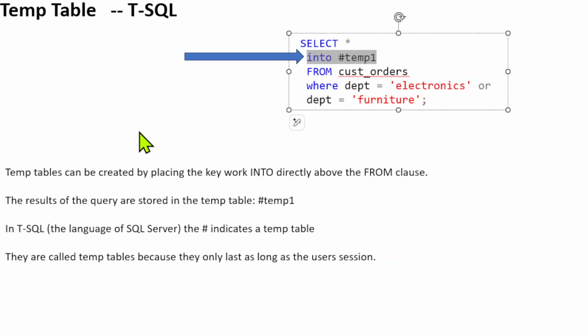Okay, the main thing is when you do this, you can't run this more than once because it's going to say temp 1 already exists. So this statement is putting it into temp 1. This creates the table and populates it at the same time.